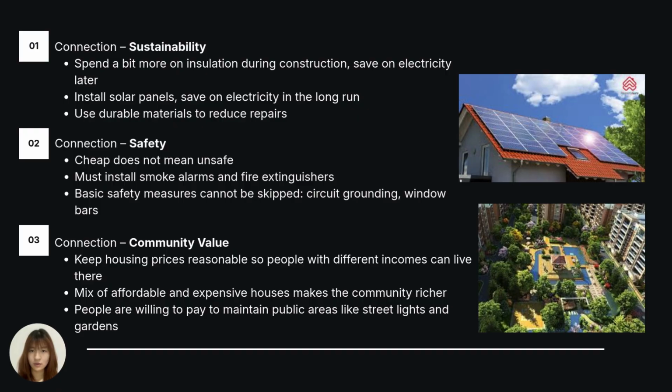Use durable materials like concrete tiles instead of cheap asphalt. They last 10 years without repair, saving money in the long run. So sustainability is good for the economy.